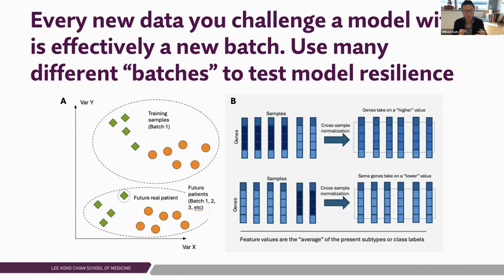So one way to go about this is to design your challenge to have data that comes from different batches, different sources, and see that your model is still able to give you the correct answer, irrespective of the source. Then you know for sure that your model technique and also your processing technique is appropriate and is resilient towards these technical artifacts.